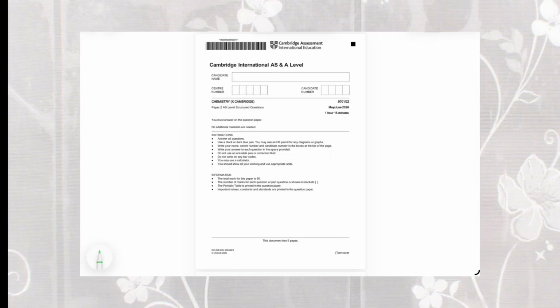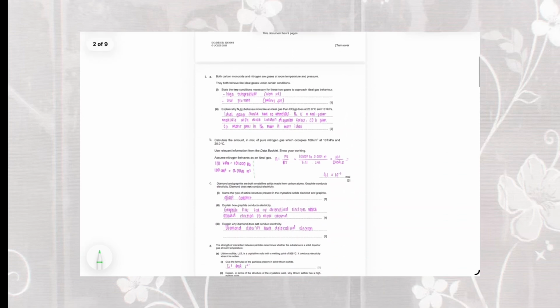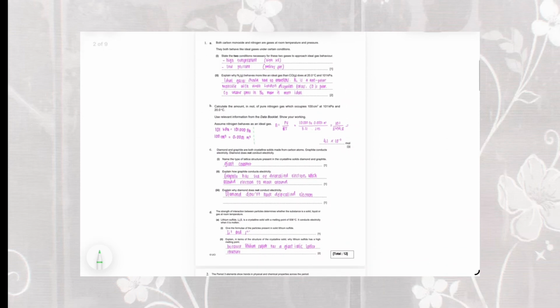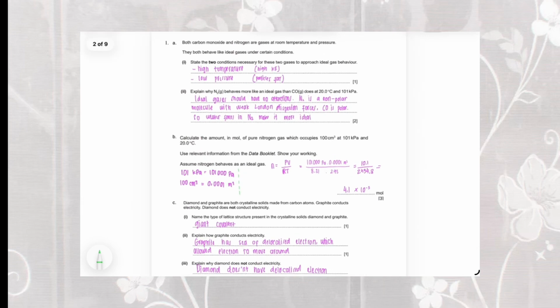And now we continue to paper 2. On the first page is the first question. I'm going to review the first question.